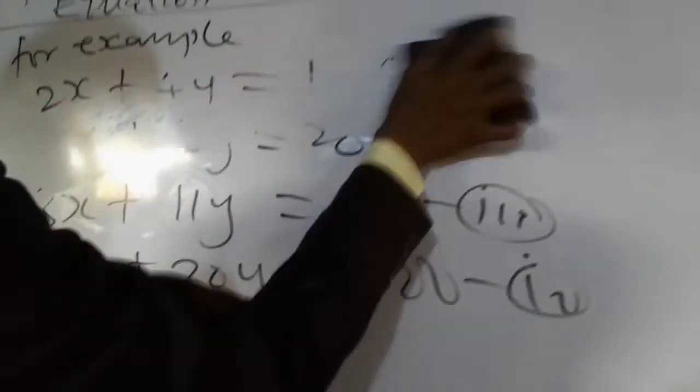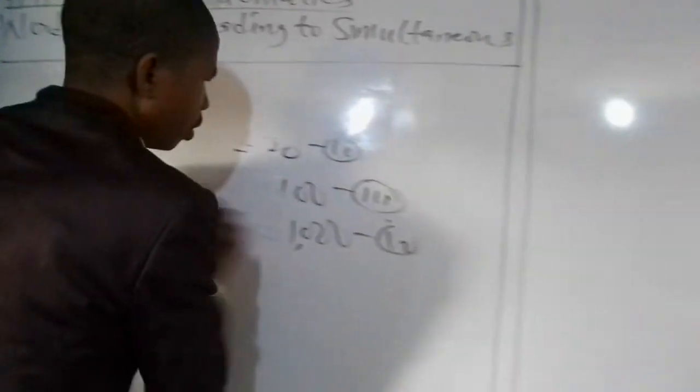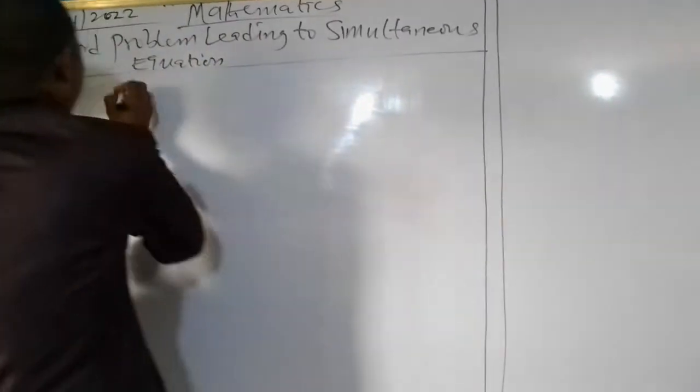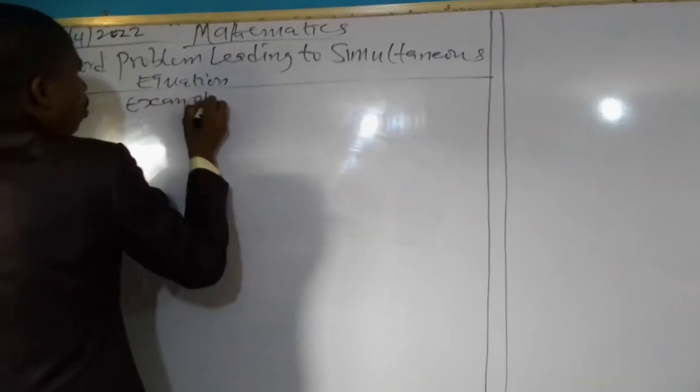Then we are going to look at the word problem itself. Word problem leading to simultaneous equation. Example 1.